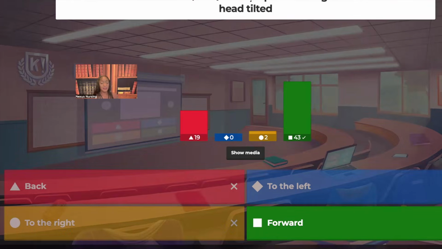Very good. That head is going to be tilted forward. Why? Tilting that head forward is going to help to close the trachea and open up the what? Esophagus. Very good.